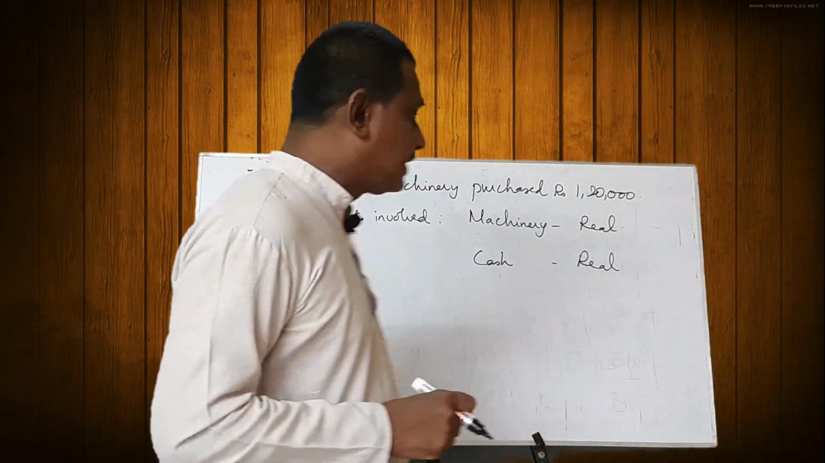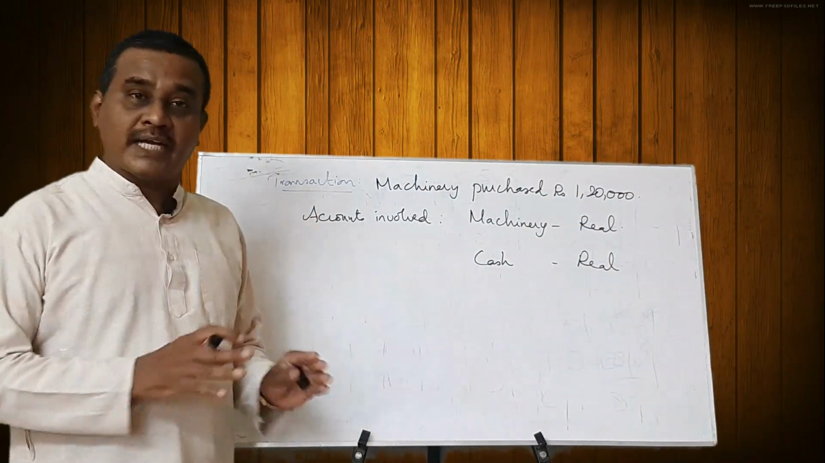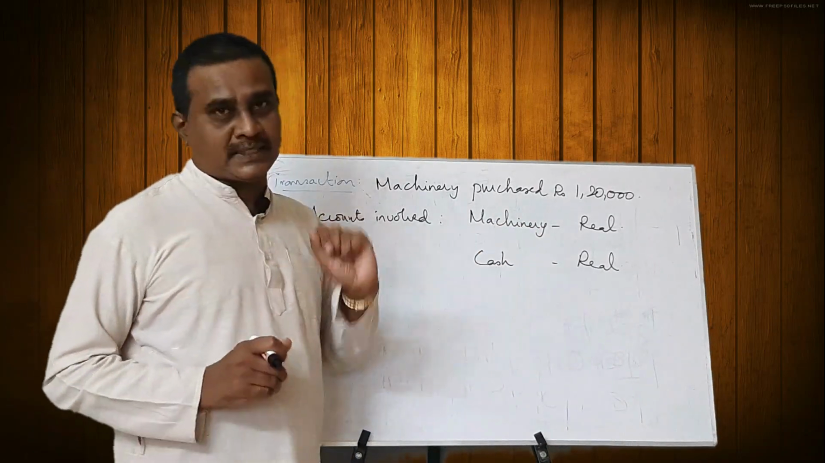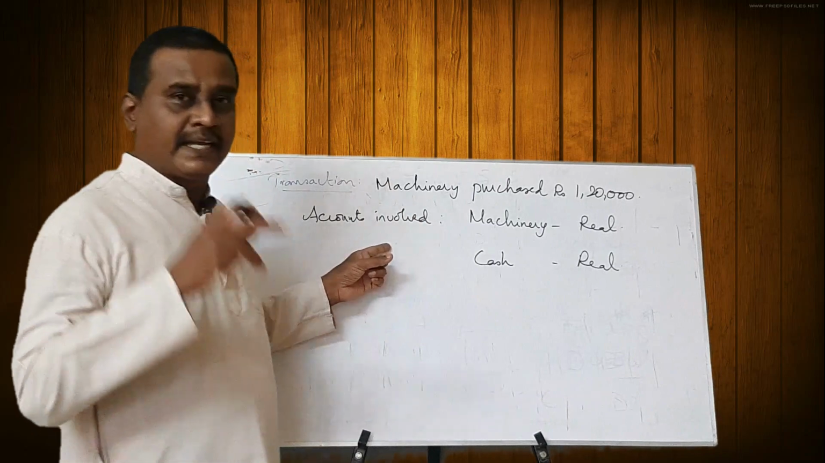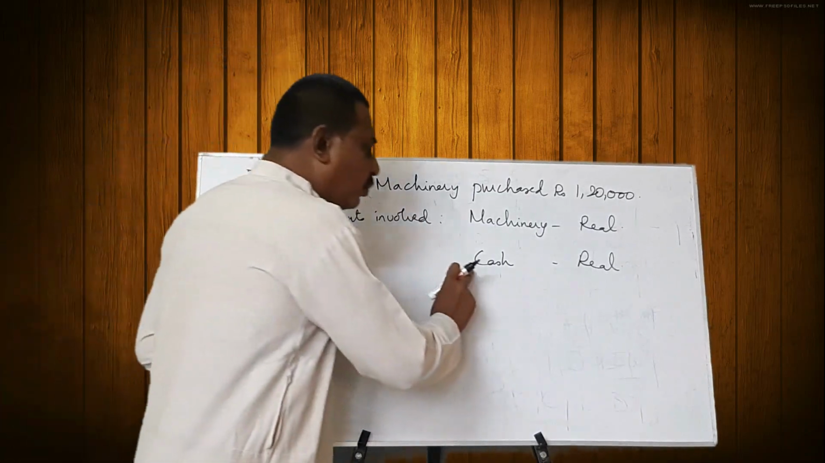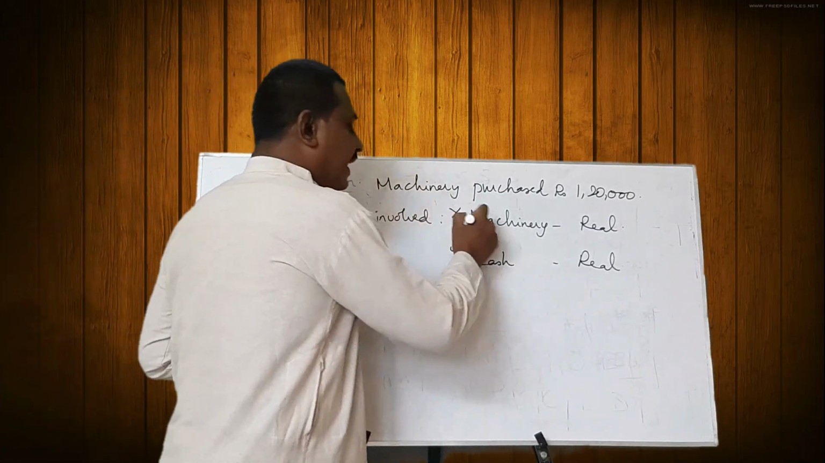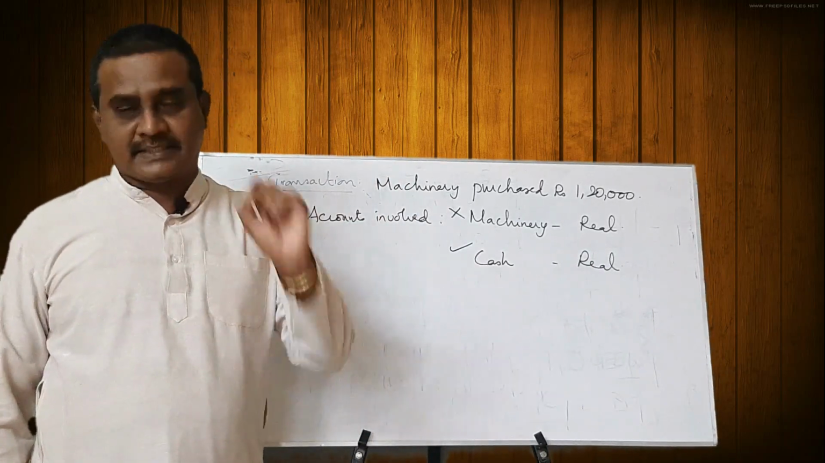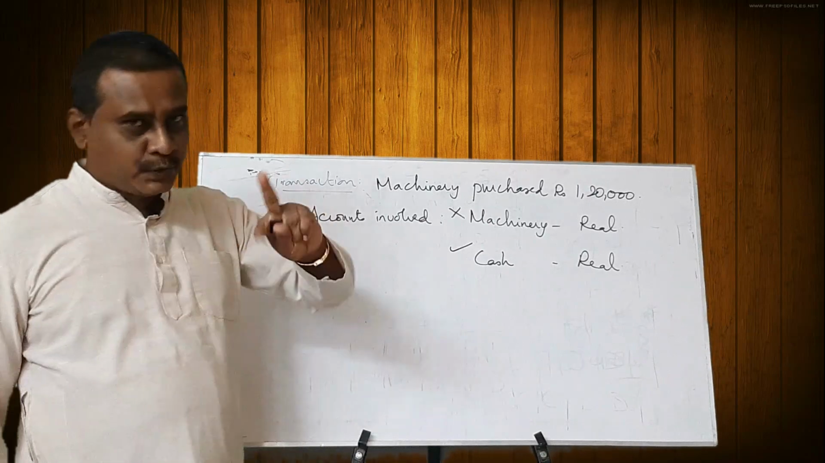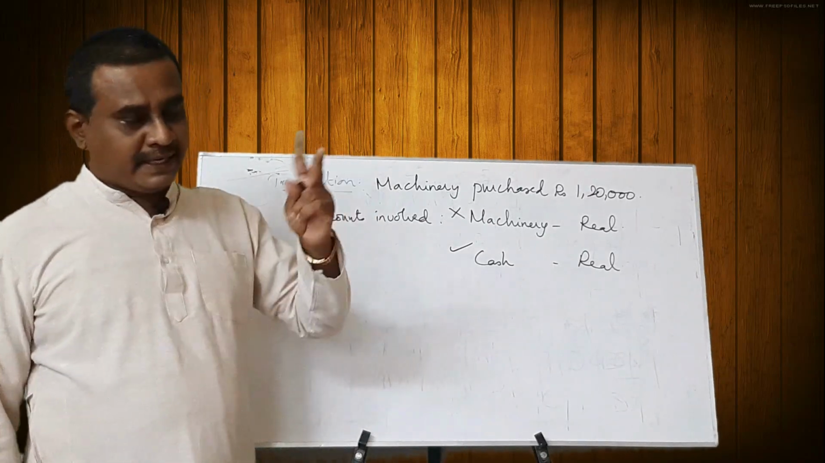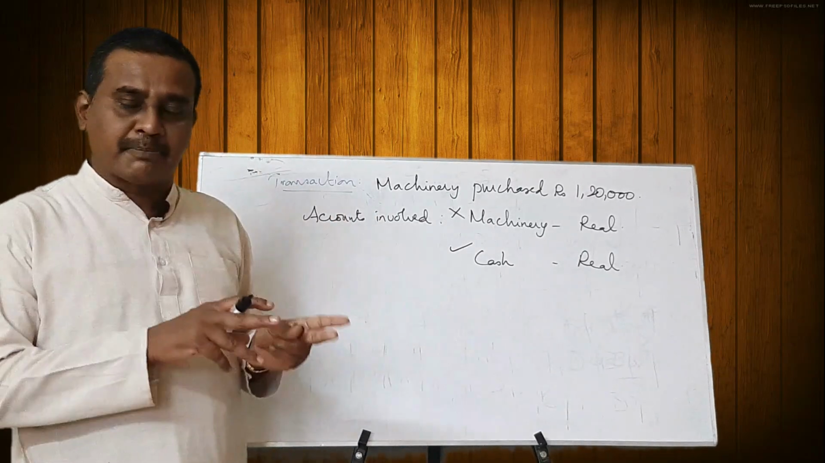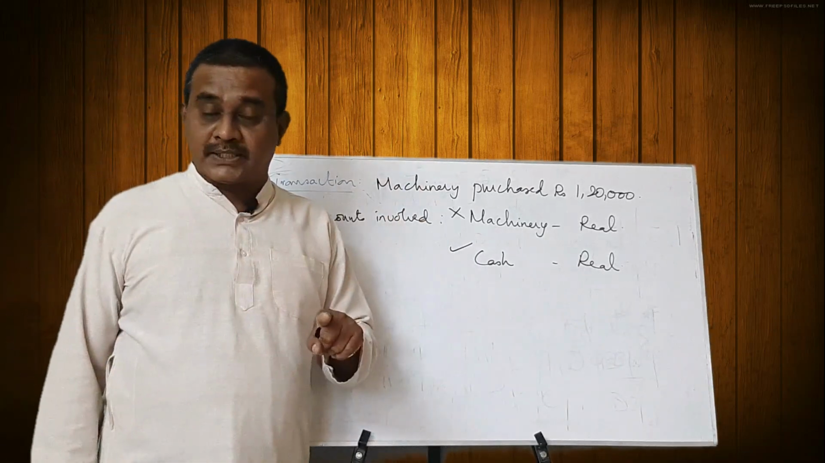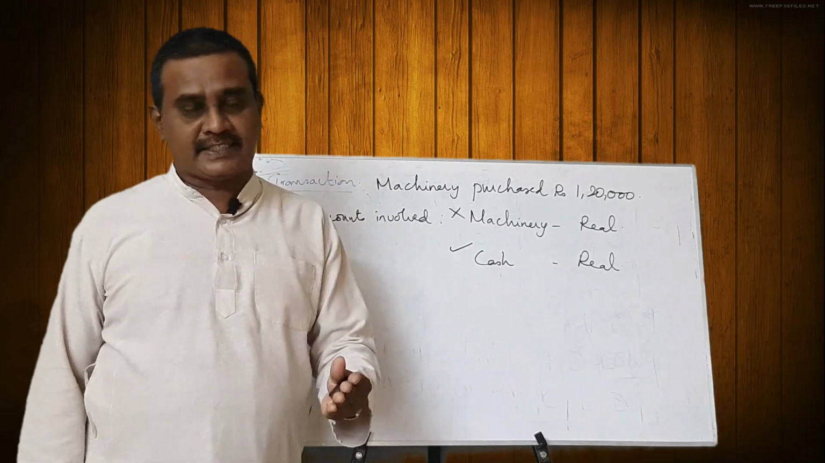Whereas in single entry system, we do not record both aspects. We record any one of these 2 aspects. In this transaction, in single entry system, they record only cash account, not machinery account. This is why we call this as single entry system. A transaction has 2 aspects, debit aspect and credit aspect. If we record both aspects, it is called the double entry system. If we record any one of these 2 aspects, it is called single entry system.